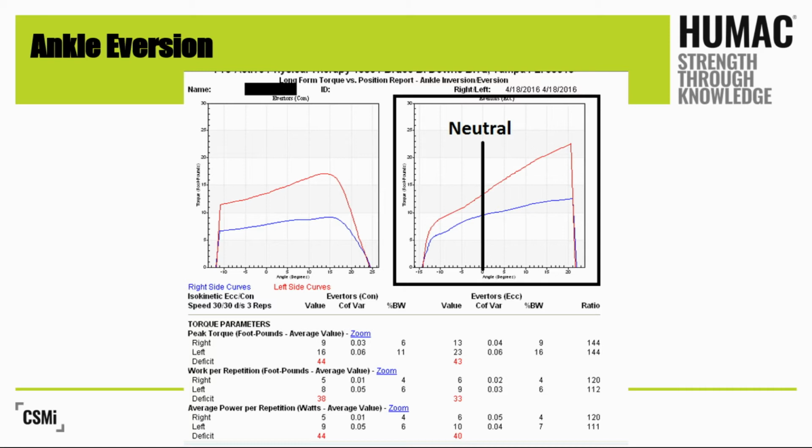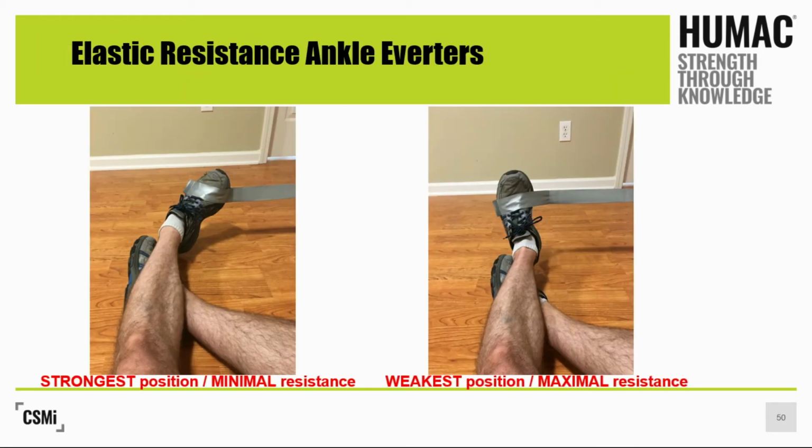The curve to the left of the neutral line is eversion and the curve to the right is inversion. You should notice that the everter muscle torque curve is much higher with the ankle in the inverted position, when it's lengthened, and the line is much lower with it in the everted or shortened position. In fact, it's about twice as strong for this test. But let's think about how we traditionally isolate everters in rehab.